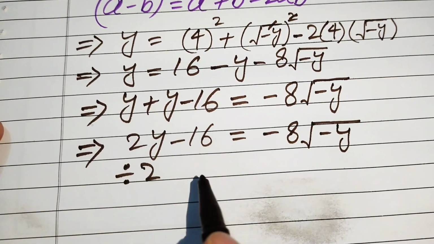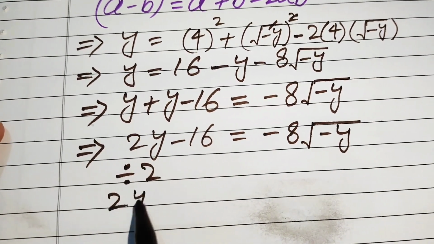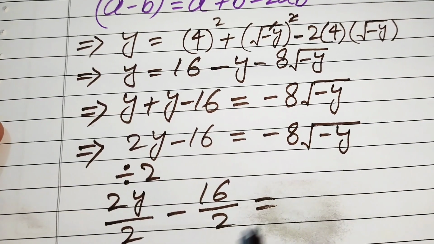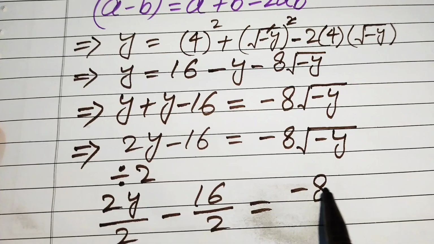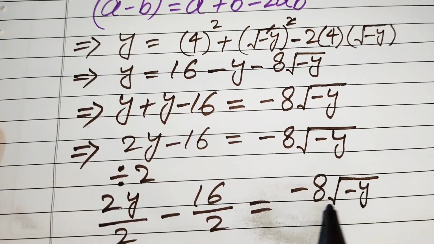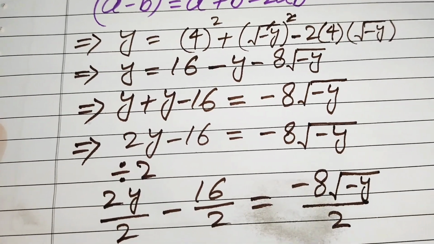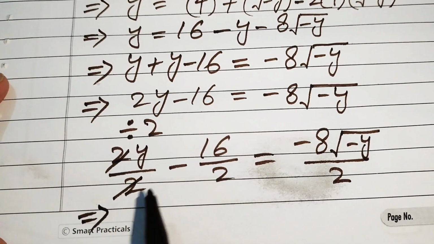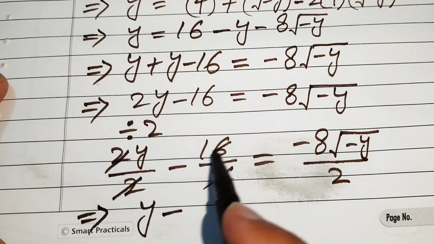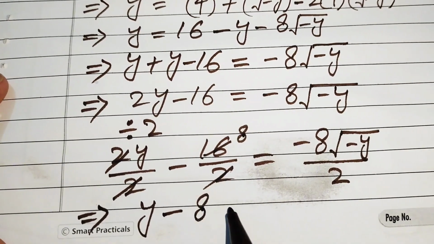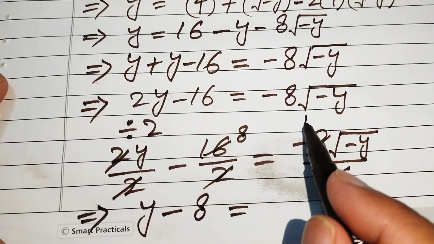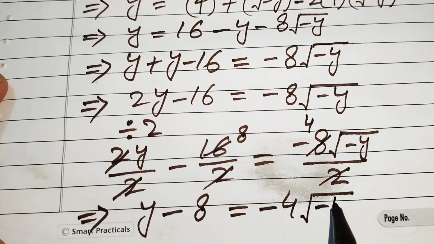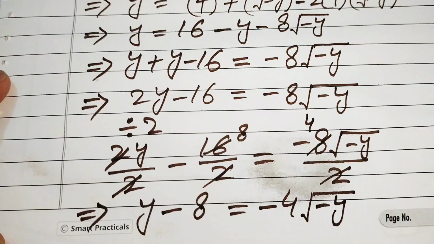So when we divide both of the sides by 2, it will be written as 2y divided by 2 minus 16 divided by 2 equals minus 8 into minus the square root of y, divided by 2. And now in the next step, this 2 is cancelled out by this 2, and here we get y minus 8, and we get here minus 4 times the square root of minus y.